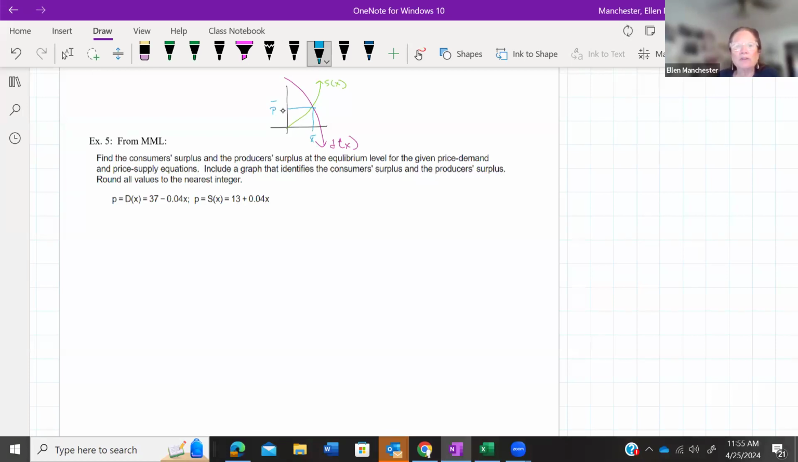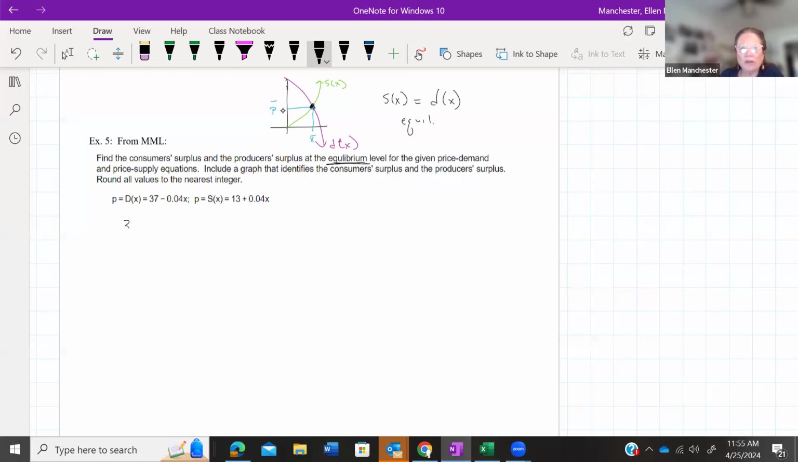So what we're looking for is the equilibrium, right? We're looking for the equilibrium price. So what we're looking for is this value right here. So that's where your supply equals the demand, right? This is our equilibrium. So that's what this one is talking about. So the very first thing we have to do is find our price. And then from there, we're going to be able to find the consumer and the producer surplus. So when it says at the equilibrium level, that means we're finding this equilibrium price right here.